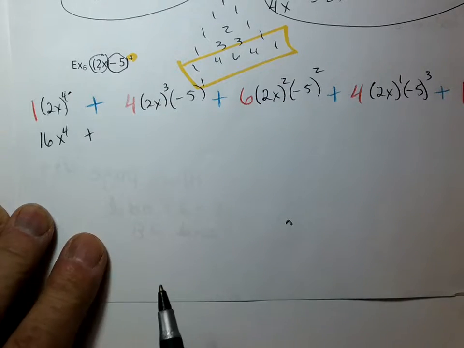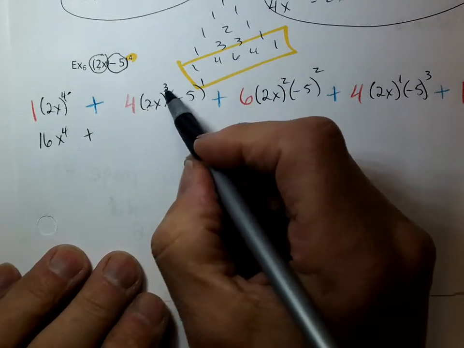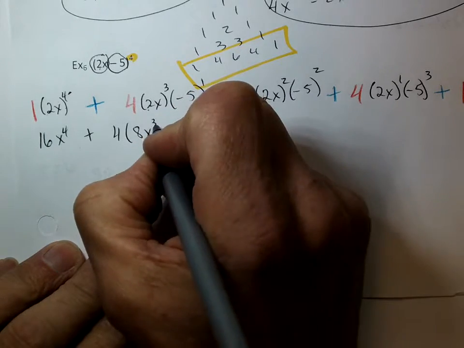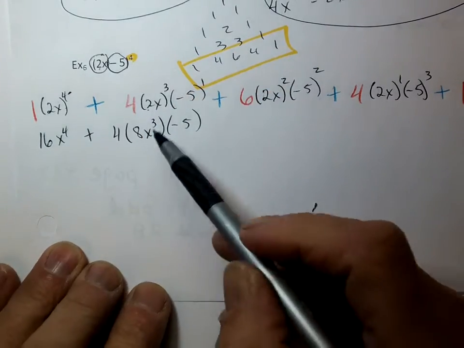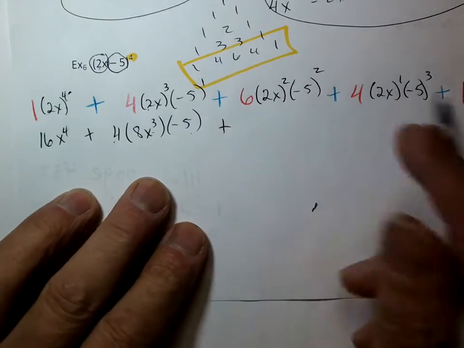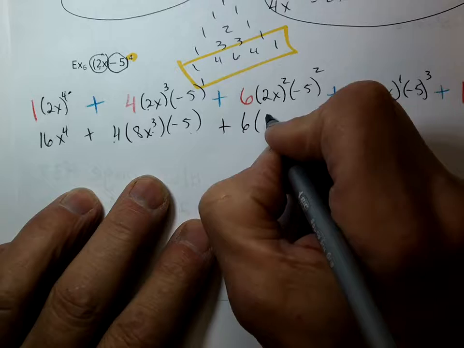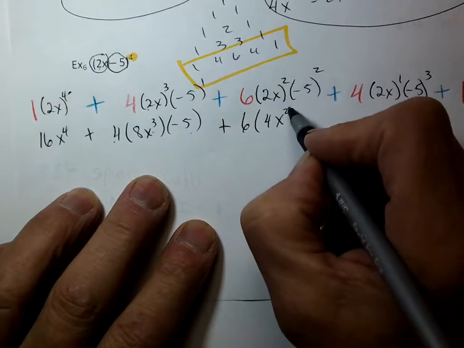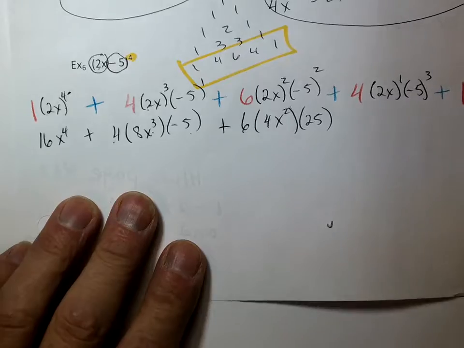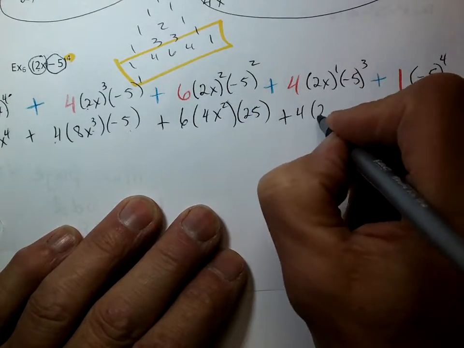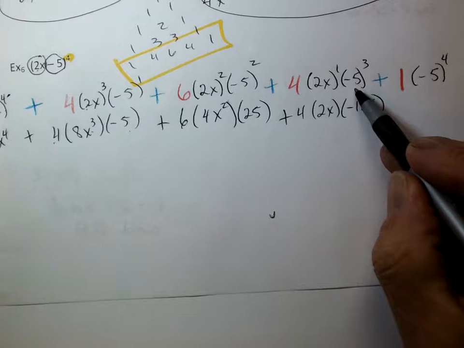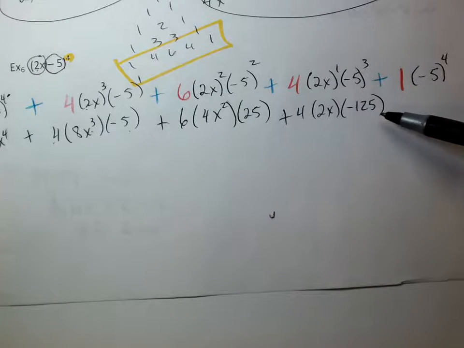Plus. Okay, now I've got to be a little careful on this. I might even do it in a couple of steps. I'm going to go 4 times 8x cubed times negative 5. Okay, real quick, 8 because 2 times 2 times 2, x cubed times negative 5. Plus, I'm going to do it in 2 steps: 6 times 4x squared, because 2x times 2x is 4x squared, times a positive 25. Negative 5 times negative 5, negative 5 squared. Plus 4 times 2x times a negative 125. Negative 5 times negative 5 times negative 5 makes a negative 125.